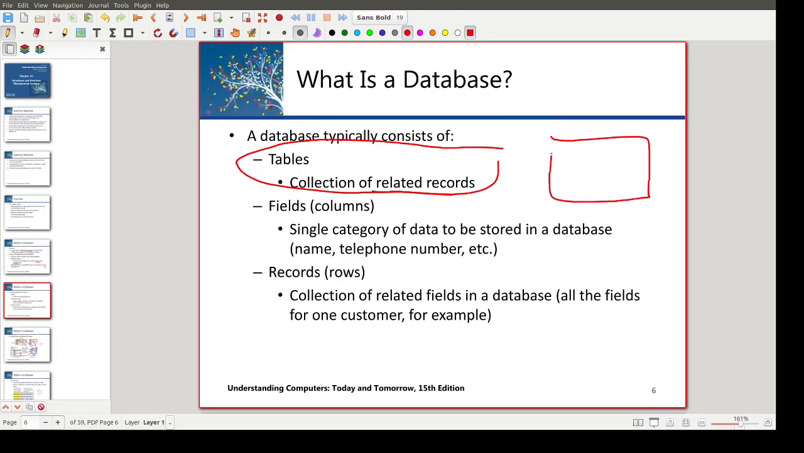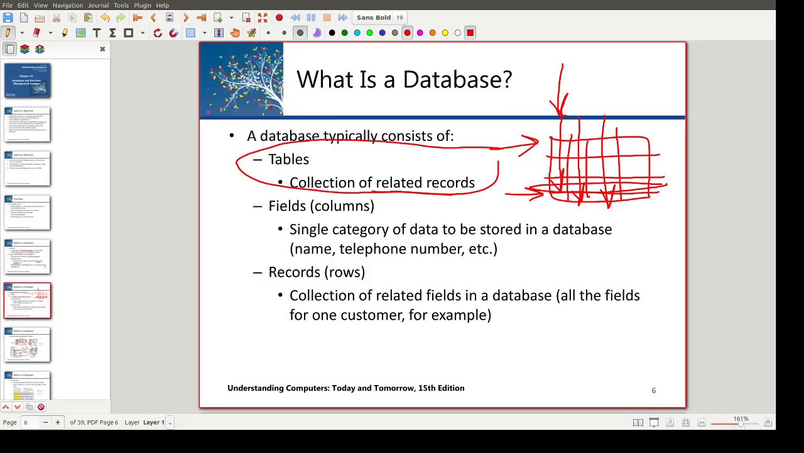Also, every table has rows and columns. So this is a table, it has rows and it has columns. Every column from this table is called a field, and every row is called a record. A column is a single category of data to be stored in the database. It can be the name; telephone number is another field, address is another field, and so on. This one is called a row. So every student has a name, ID, address, and so on.